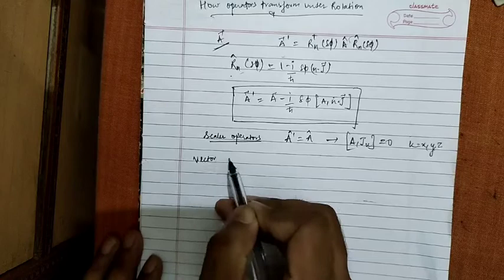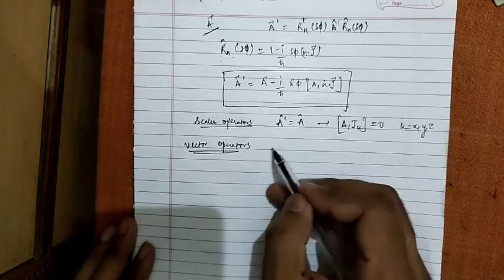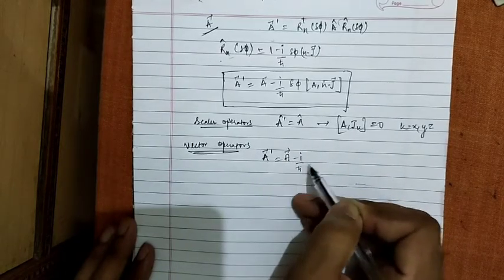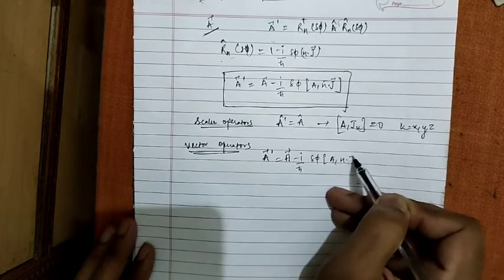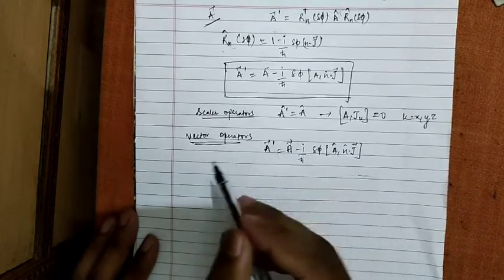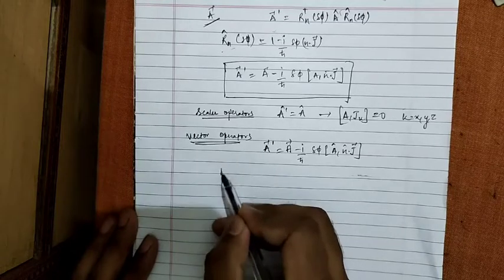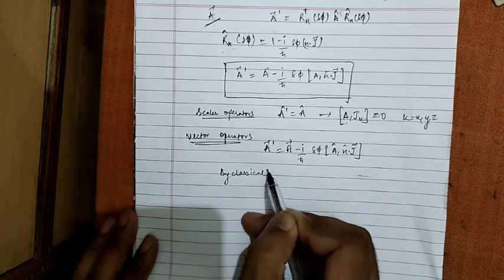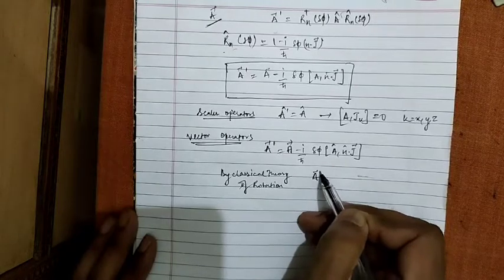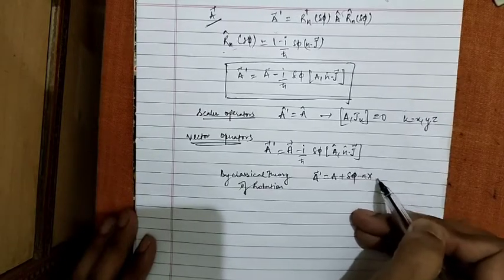Now move on to the vector operators. We know that the transformed operator is given as A minus i by h cut del phi times the commutator of A with n dot J. Now according to the classical theory of rotation, when a vector A is rotated through an angle del phi around any arbitrary axis n, we obtain the relation A dash equals A plus del phi n cross A.